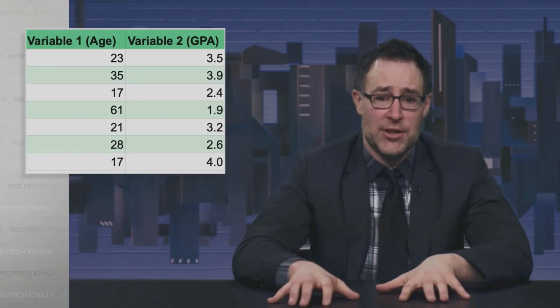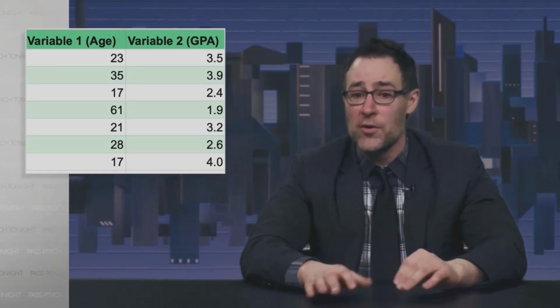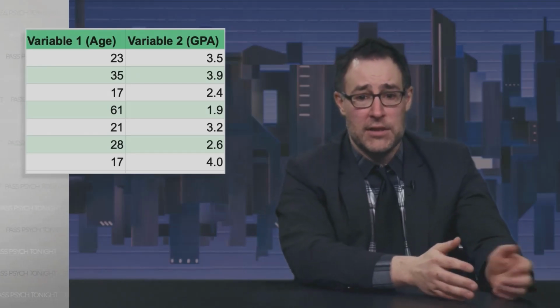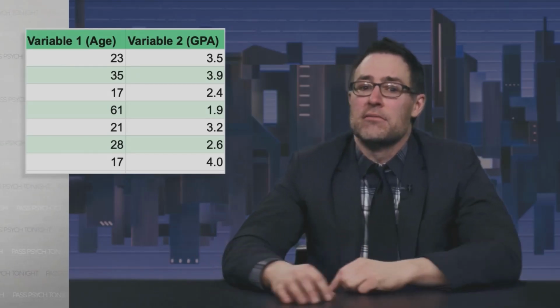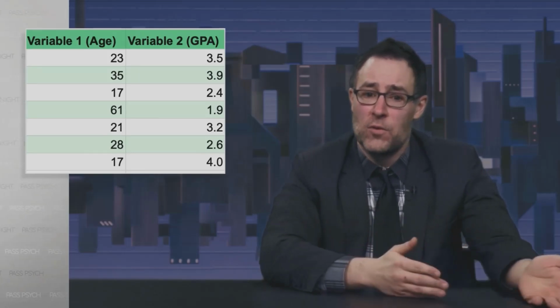I might also do a correlation with variable 1 being age and variable 2 being GPA. I would ask for everyone in my sample to give me both of these statistics. After collecting this information, I'd start to look at the relationship between variables. In other words, as age increases, does GPA increase? Does it decrease? How are these related? That's what we're doing with a correlation.